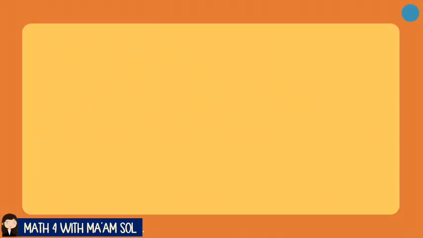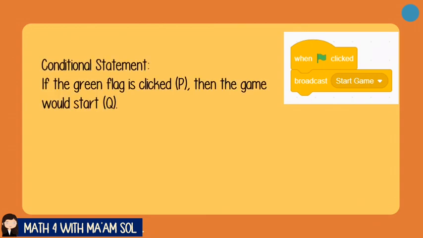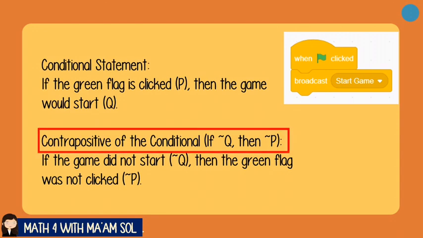When you interchange not P and not Q, and you have if not Q, then not P, you call that the contrapositive of the statement. For example, if we change our conditional statement into if the game did not start, then the green flag was not clicked, then that is the contrapositive of the statement. Again, it comes in the form if not Q, then not P.